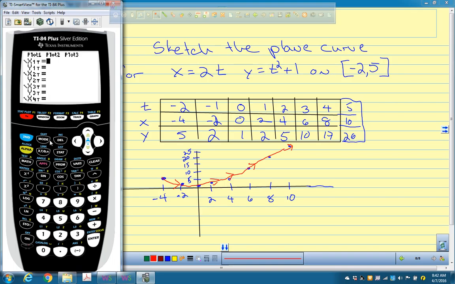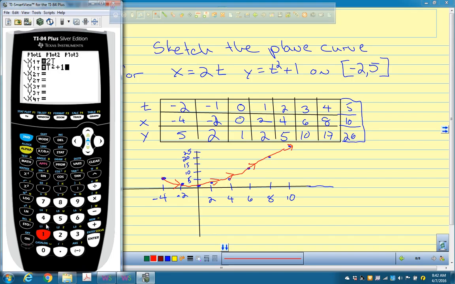Then, when you go to your y equals, notice that you have these funny looking things. In this case, x of t is 2t, and y of t is going to be t squared plus 1. Notice when you hit the x, it comes out as a t now. T squared plus 1, okay?